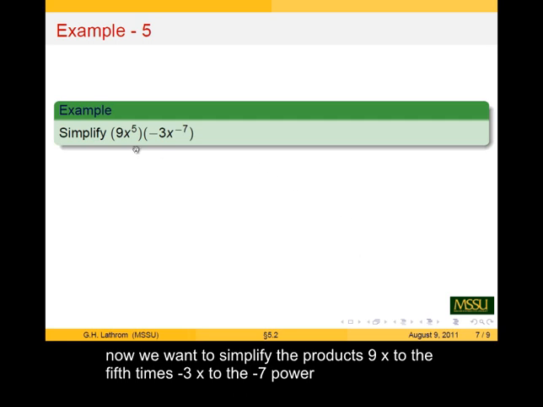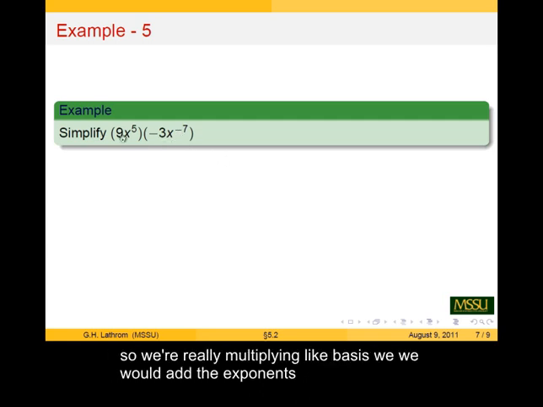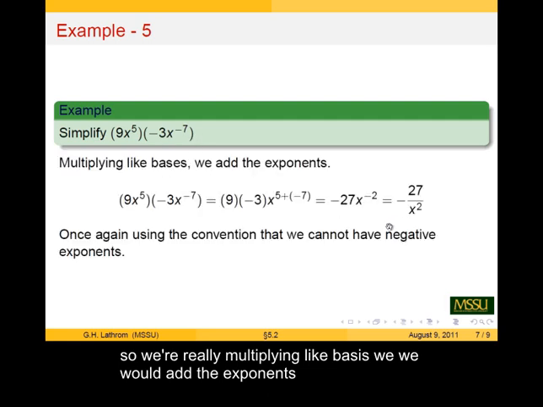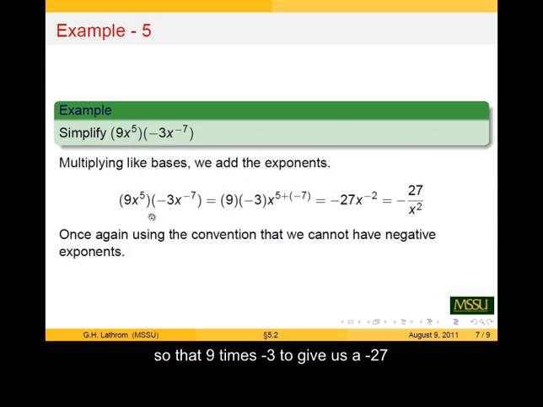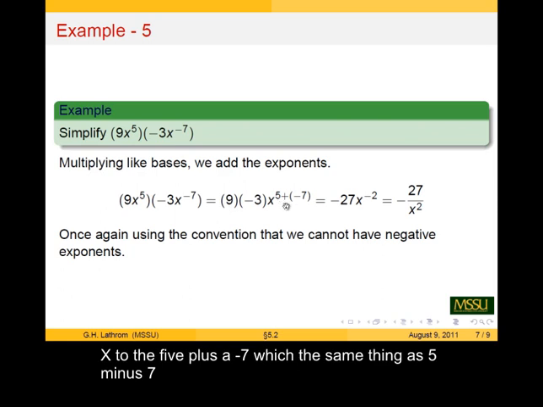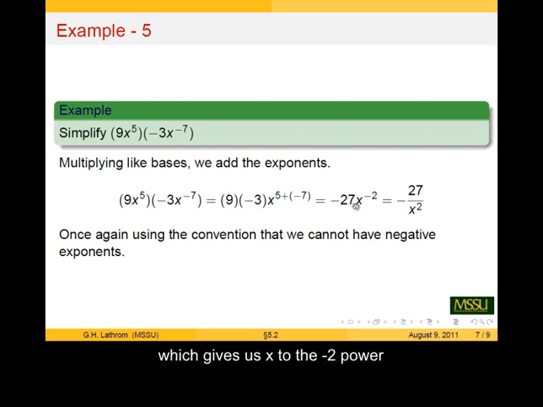Now we want to simplify the product 9x to the 5th times negative 3x to the negative 7th power. So we are really multiplying like bases, so we would add the exponents. So we've got 9 times negative 3 to give us a negative 27. X to the 5 plus a negative 7, which is the same thing as 5 minus 7, which gives us x to the negative 2 power.